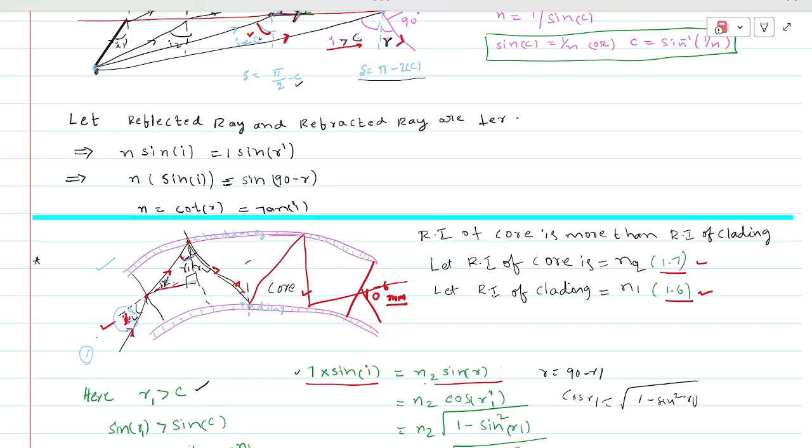Because sin square theta plus cos square theta is equal to 1, cos square theta is equal to 1 minus sin square theta. The cos theta is equal to root over 1 minus sin square theta. So now sin R1 I already got here. Sin R1 is equal to N2 by N1, so that is (N1 by N2) whole square.